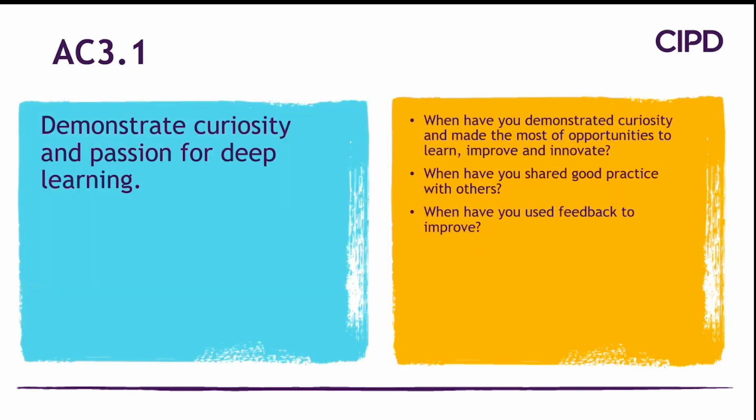We now move to learning outcome 3. AC 3.1. Demonstrate curiosity and passion for deep learning. You could consider, when have you demonstrated curiosity and made the most of opportunities to learn, improve and innovate? When have you shared good practice with others? When have you used feedback to improve?